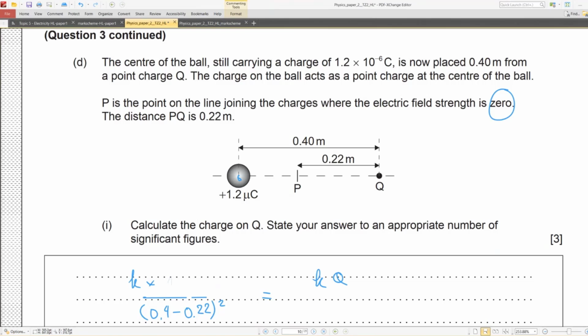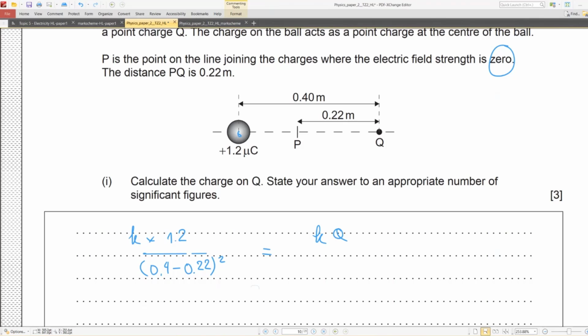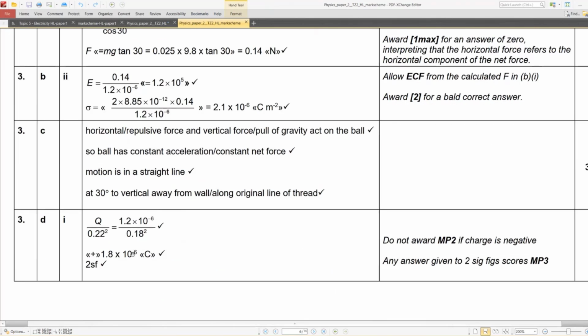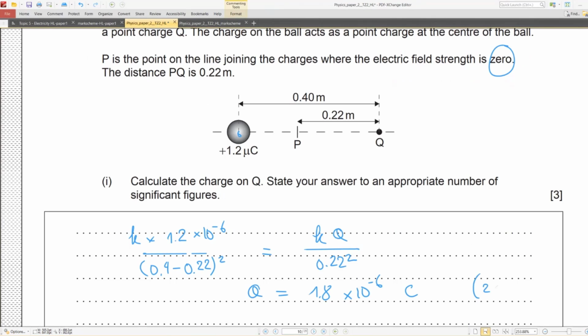Okay, I got 1.8 microcoulomb. 1.8 times 10⁻⁶, right? Yeah, and also a positive charge. Yes, correct, over 0.22 meters squared, times 10⁻⁶. Question D: 1.8 exactly. Yes, and 2 significant figures, as I mentioned.